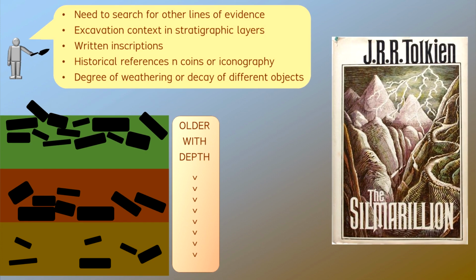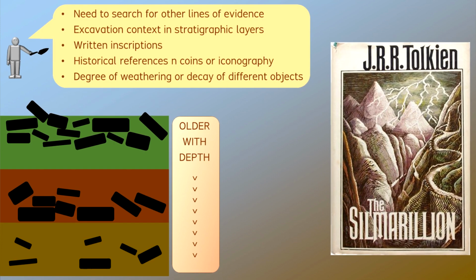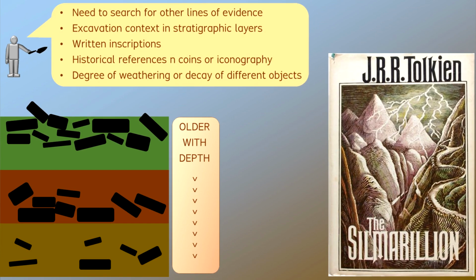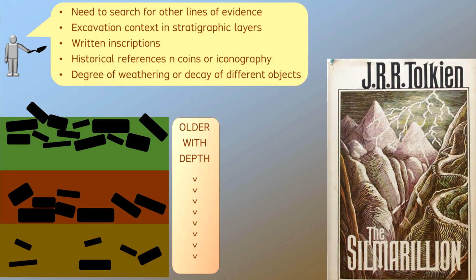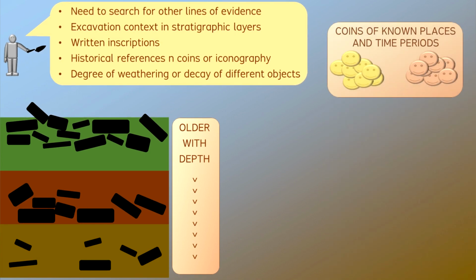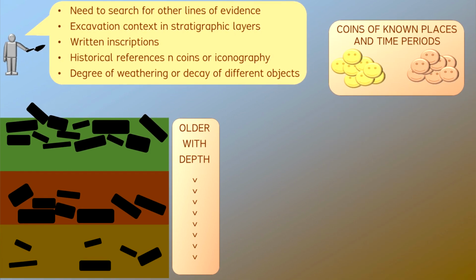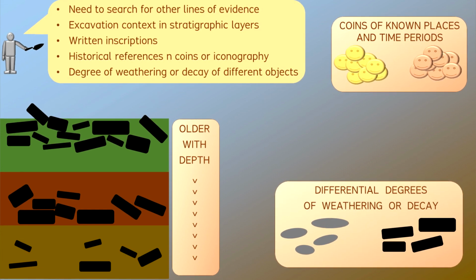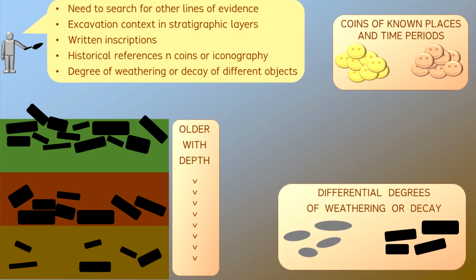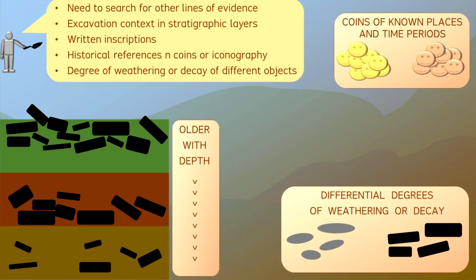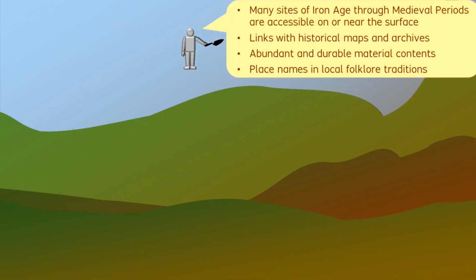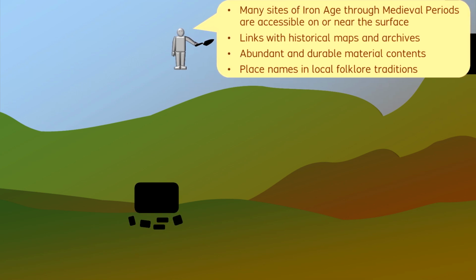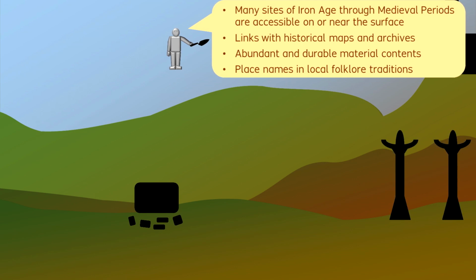In this case, the chronology of sites in Middle-earth possibly could be inferred through studies of stylistic attributes of artifacts and architecture, occasional written inscriptions, possible historical references in coins or iconography, and perhaps the degree of weathering or decay of different objects. In the real world of Iron Age through medieval contexts, most archaeological sites have been visible on or near the ground surface.